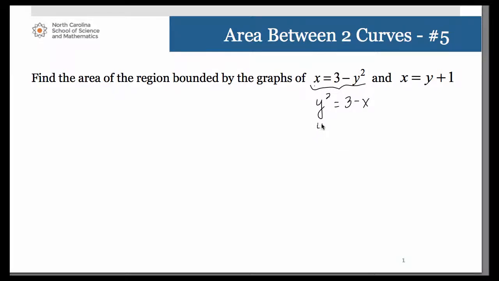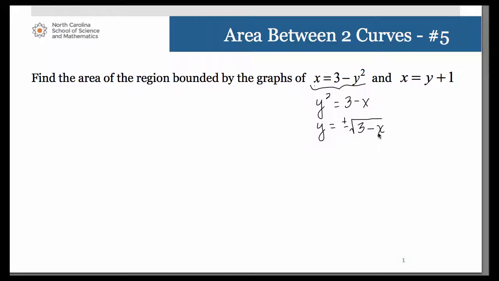Obviously we have to take the square root of both sides, but in doing so we do need to remember it's both the positive and negative square root. Now, one reason as to why. Take a very close look at the wording of this problem. Notice it says the region bounded by the graphs. It does not say bounded by the functions.